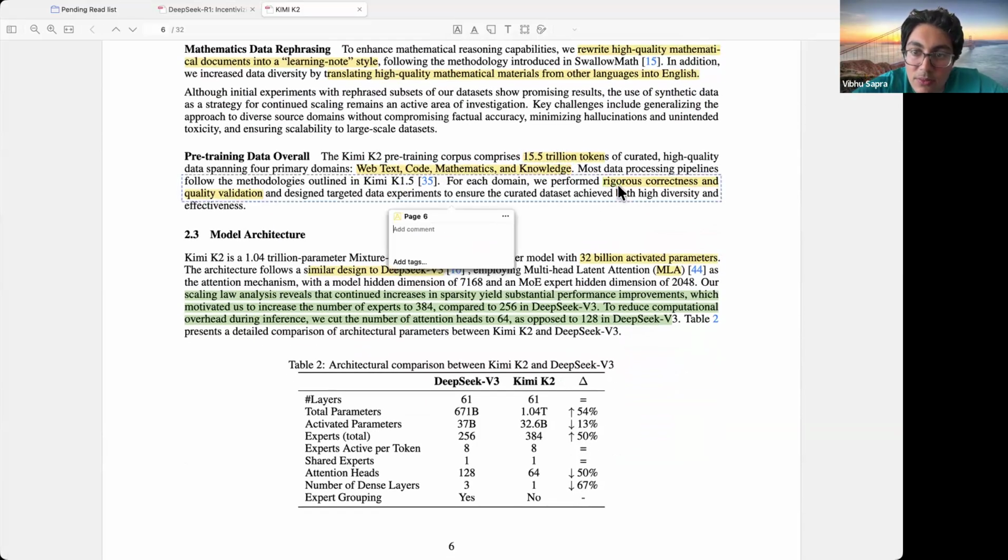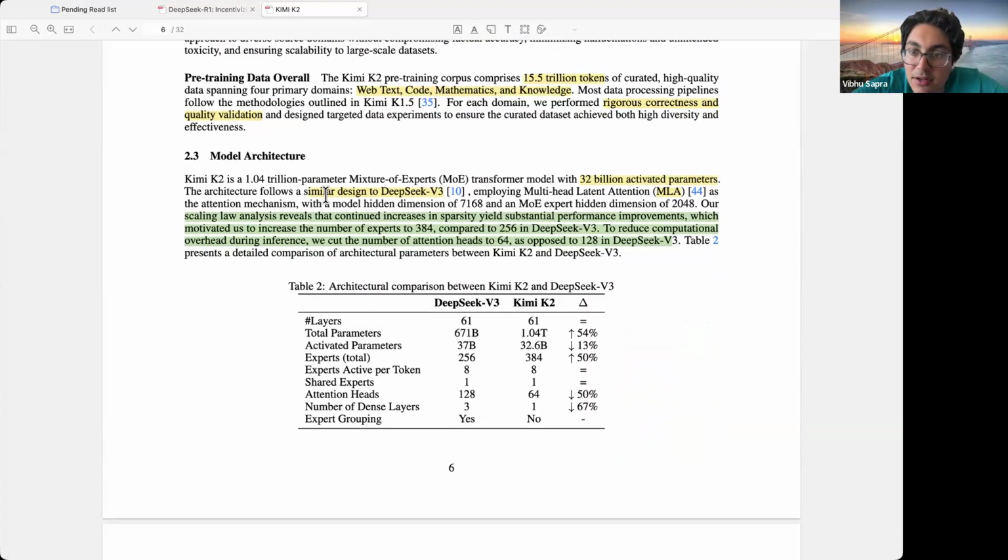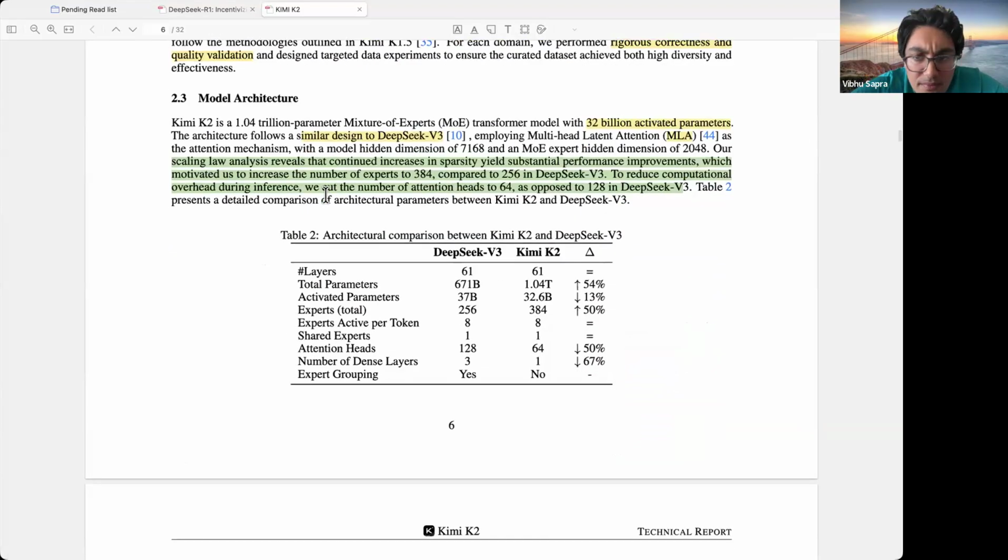For each domain, we perform rigorous correctness and quality evals, standard filtration stuff. A lot of rewriting though. Okay, 32 billion active parameters, similar to DeepSeek V3. They use MLA as our attention mechanism, the hidden dimension of this.